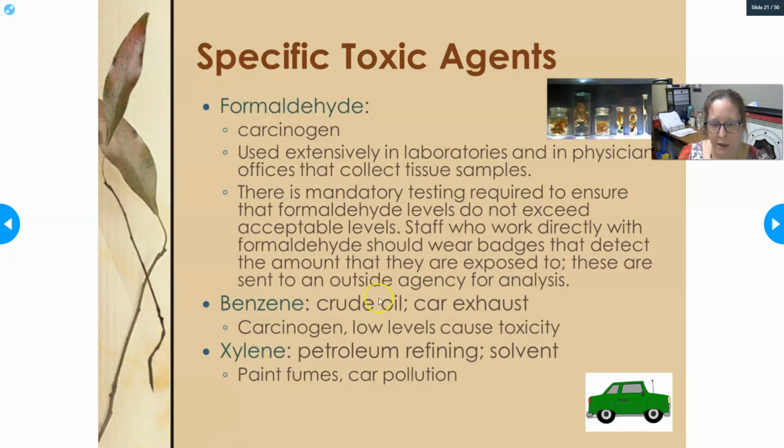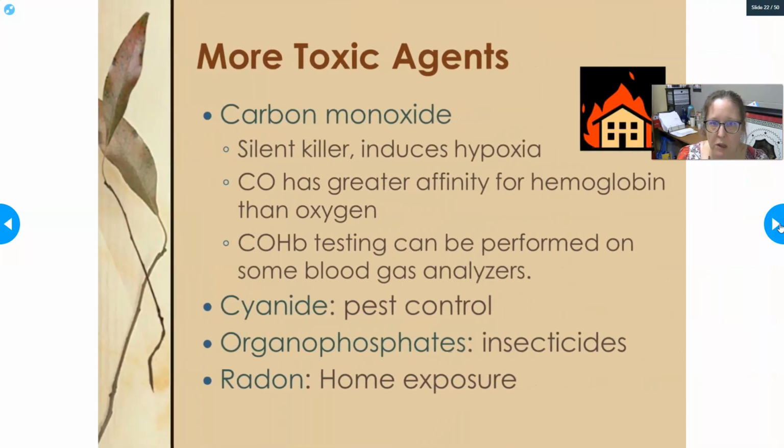Benzene comes from crude oil. Processing of crude oil is found in car exhaust. It is a carcinogen, and again, low levels can cause toxicity, so that could be in smog and all that if you breathe that a lot. And xylene is used in petroleum refining, so again, same thing, solvent. Car pollution has xylene, but paint fumes also have xylene.